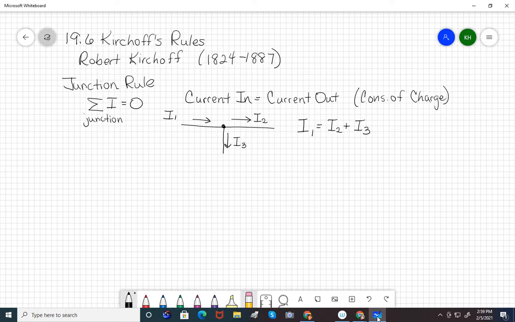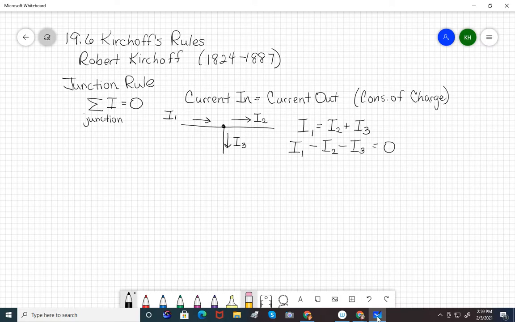If you want to write it where they add up, where they equal 0, we would consider current going in to be positive and current going out to be negative, and that equals 0. These two are mathematically equivalent statements.